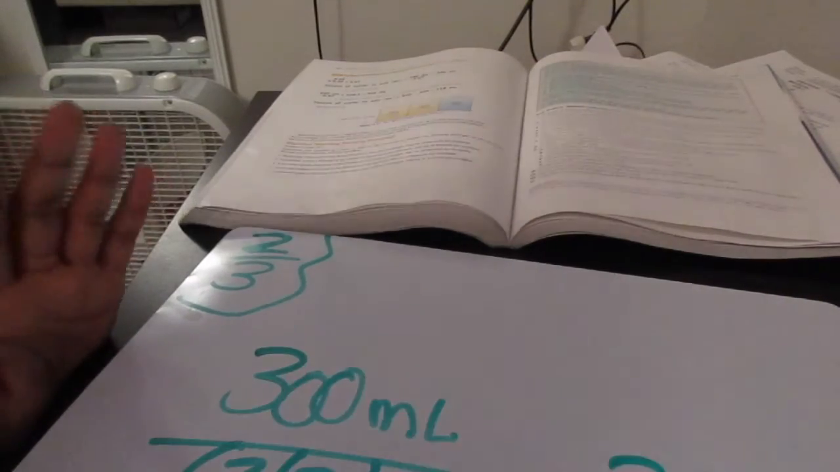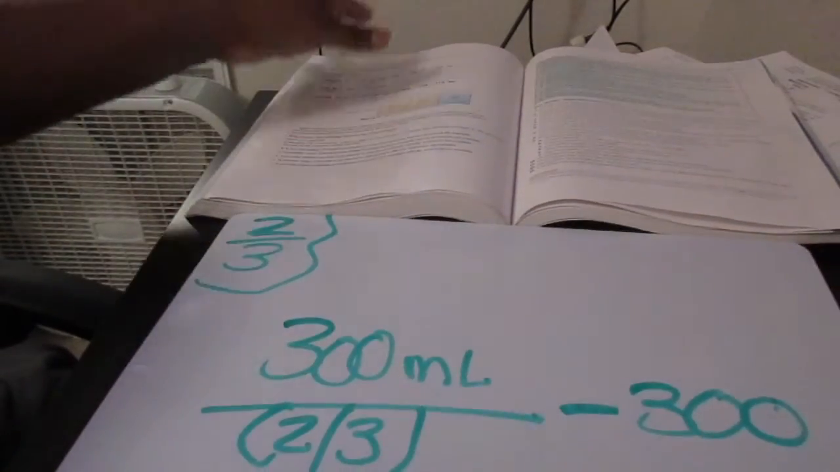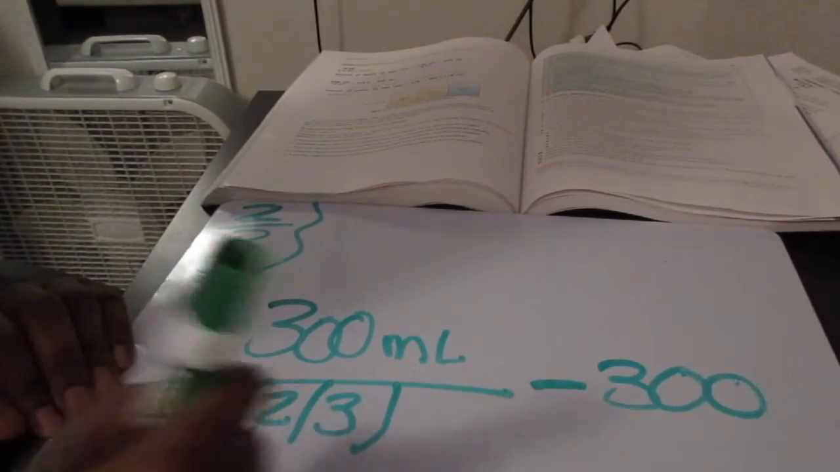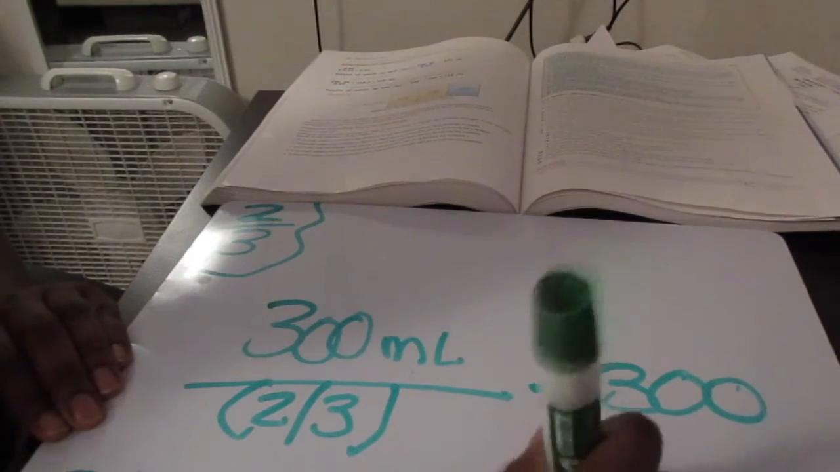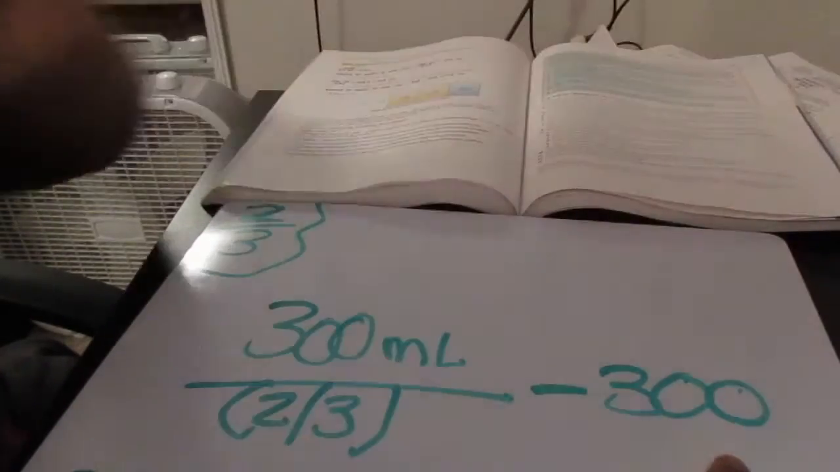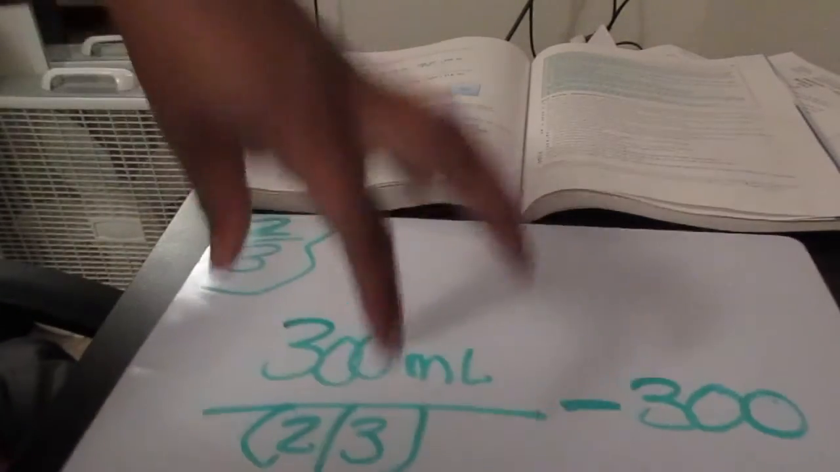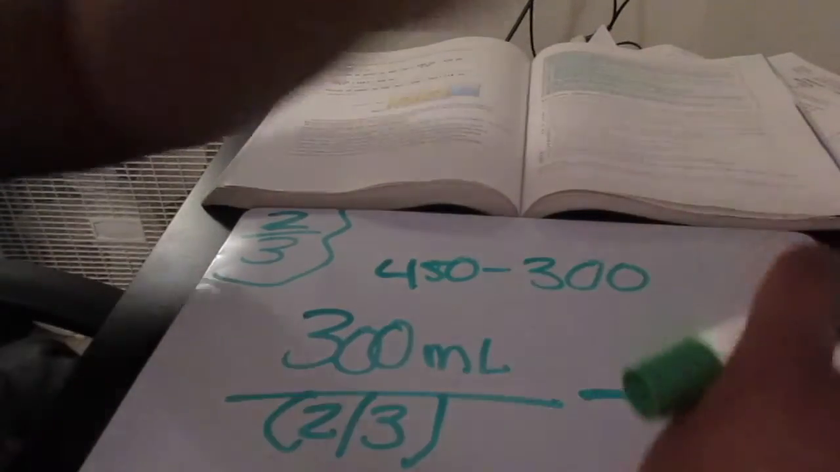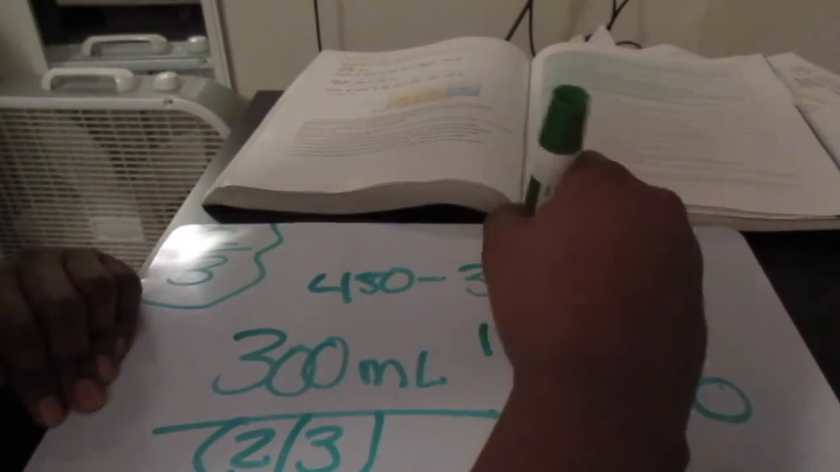Again, this is the easiest probably math you'll ever do in your life. Once you do that, you take the 300 over 1, you times it by the reciprocal of the 2/3, so 3 over 2. We know 300 times 3 is 900 over 2, and 900 divided by 2 is 450. So your answer for this whole part is 450. So basically you do 450 minus 300. So your answer is 150.